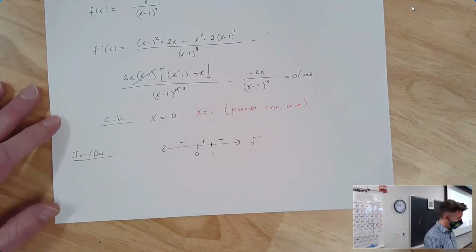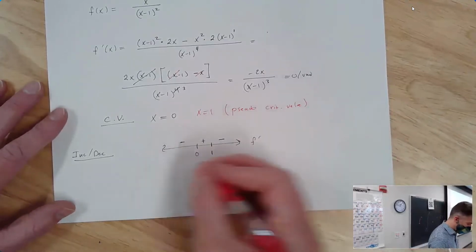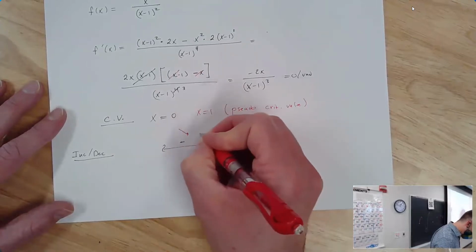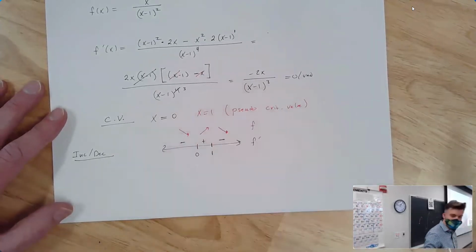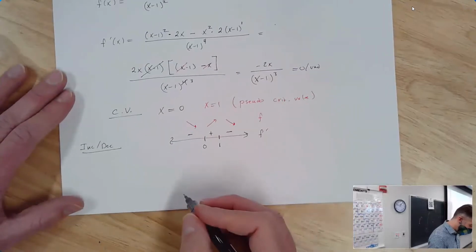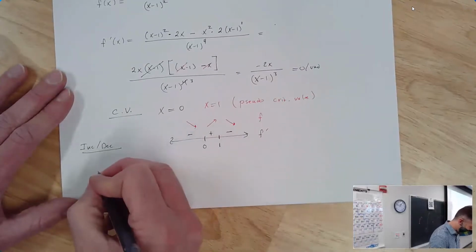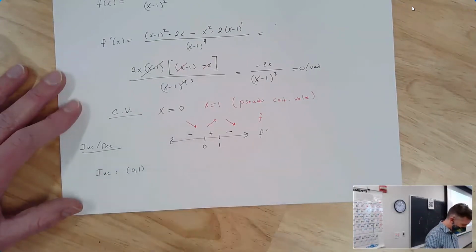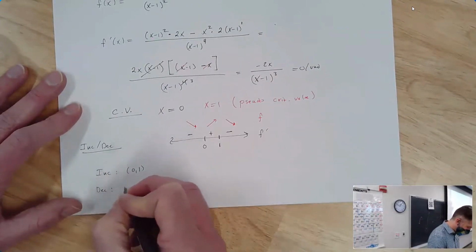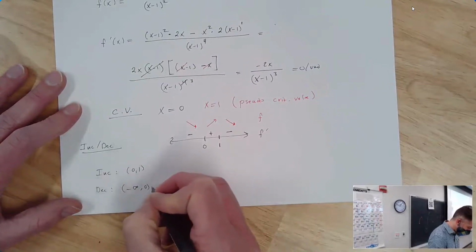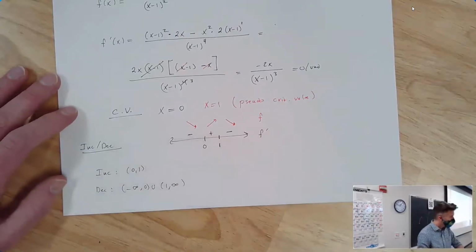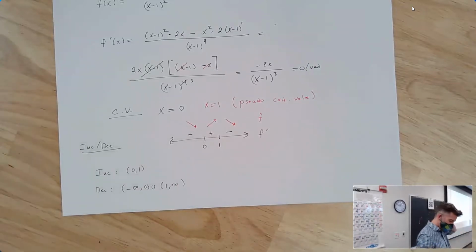So there's my first derivative test, my first derivative chart. My function is decreasing, increasing, decreasing. So I would say, let's write the intervals. It's increasing on the interval from 0 to 1. It's decreasing on the interval from negative infinity to 0, union 1 to infinity. Do I have a relative minimum?